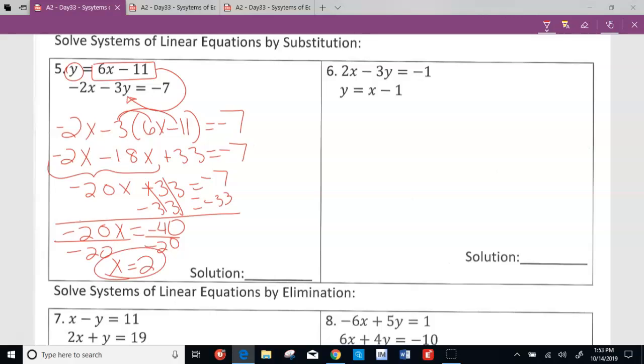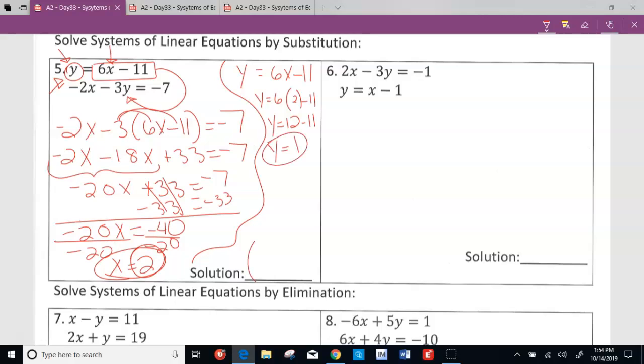There's the first half of my answer, but now I need the y value. Well, luckily I have an equation right here that tells me how to get a y value, as long as I know what x is, and I just found x. So to get my y value, let me kind of separate all this. Y equals 6x minus 11. Y equals 6 times the x value that I got down here, which is positive 2, minus 11. Y equals 6 times 2, which is 12, minus 11. Therefore, y equals 1. So my solution is, when x is 2, y is 1.